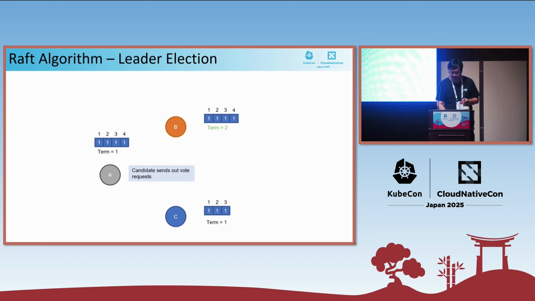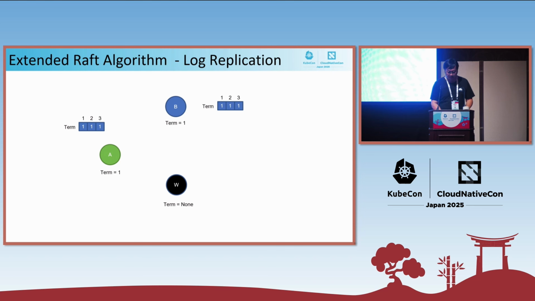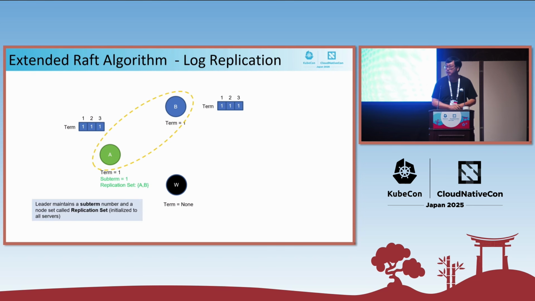Okay, now here is the extended Raft. As its name suggests, it's based on Raft, and we replace one of the nodes in the cluster with the witness storage, like W here. And we add two pieces of information to each leader: a replication set, that is a subset of the nodes and the witness to which the leader will replicate its log, and the size is the number of the nodes here. And also a subterm number that uniquely identifies a replication set within a term.